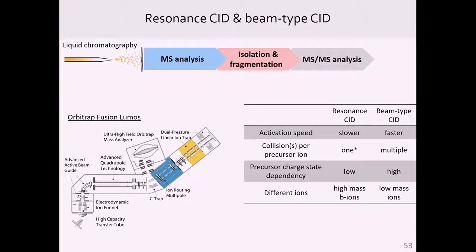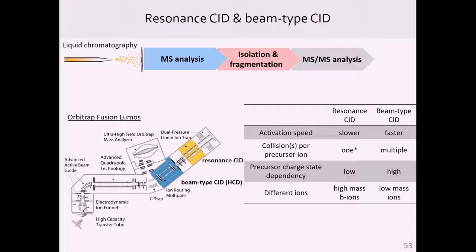One of the things that's a little unique about the Lumos or the Fusion instrument is that we can do two different types of activation, at minimum. There are two different types of CID. One is a beam type fragmentation, and the other one is resonance CID in the linear ion trap. And they both have slightly different pros and cons. In one case, the activation speed for resonance CID is slower than that for beam CID.